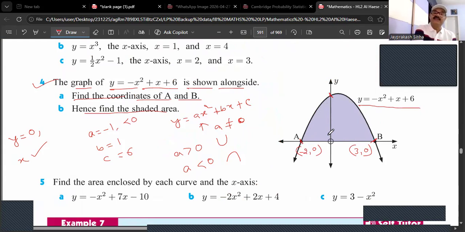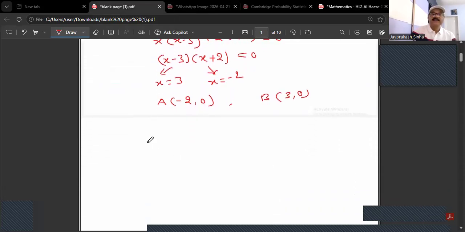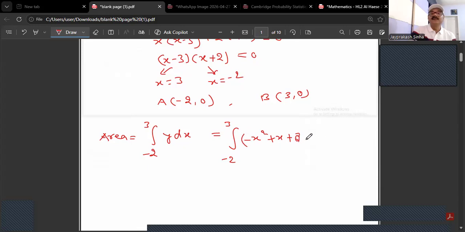So what will be the limit of definite integral? X is equal to minus 2 to x is equal to 3. Okay. So we'll find the area. Area equal to definite integral, lower limit is minus 2, upper limit is plus 3, and then y dx means integration minus 2 to plus 3, and this is minus x square plus x plus 6 dx.